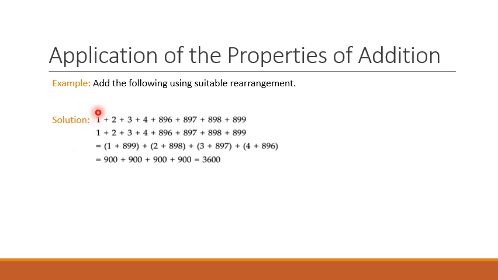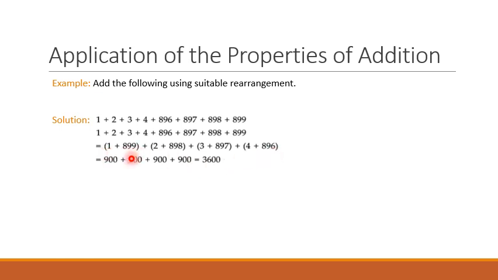Now you can see when I add 1 to 9, it gives me 10. So I group these two numbers, 1 plus 899. Now 2 is grouped with 898, 3 is clubbed with 897 and 4 with 896. Now let's see what we will get.